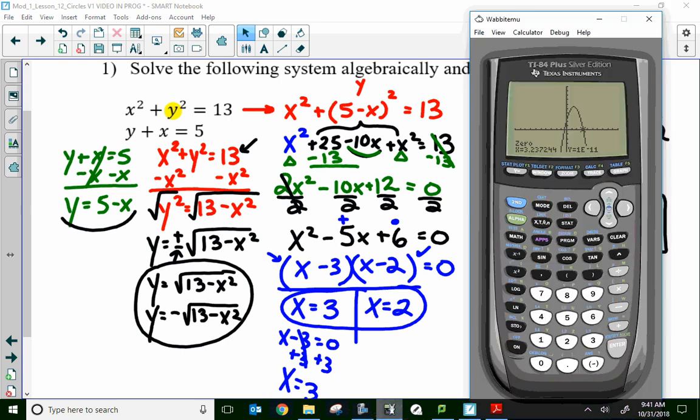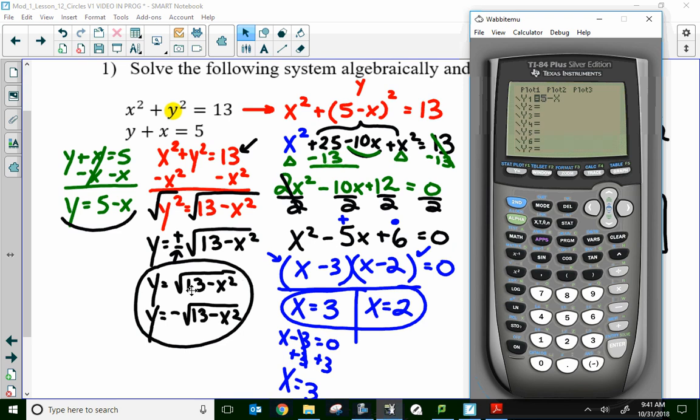So let's go ahead and do that right now. That is some old math here. We're going to hit second plus 7, 1, 2 to clear this out. I'm going to go to y equals. First, I'm going to put this in. y equals 5 minus x. Now, if I graph that, that's just a straight line.